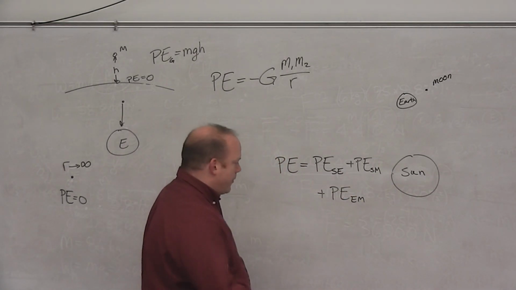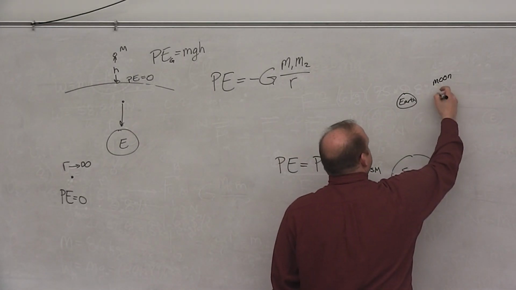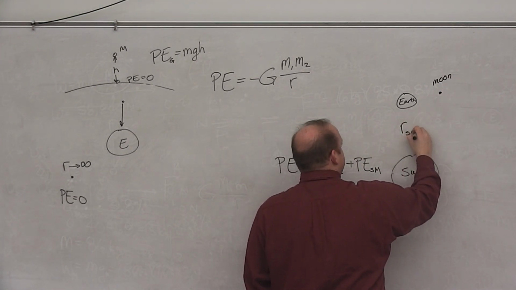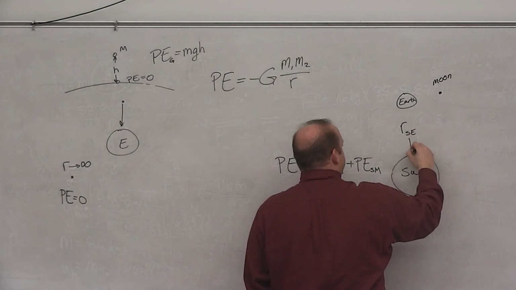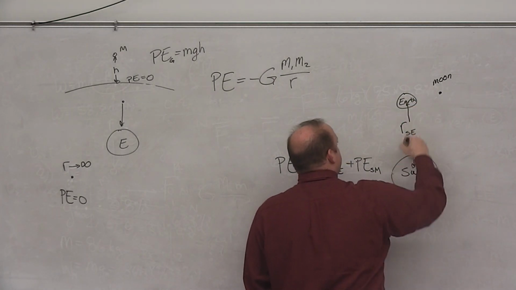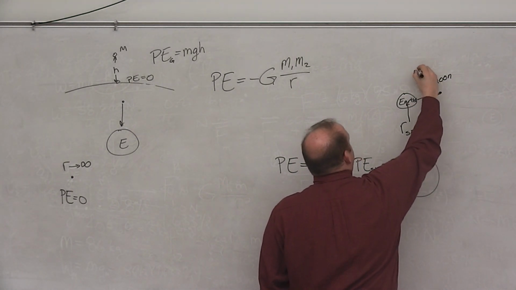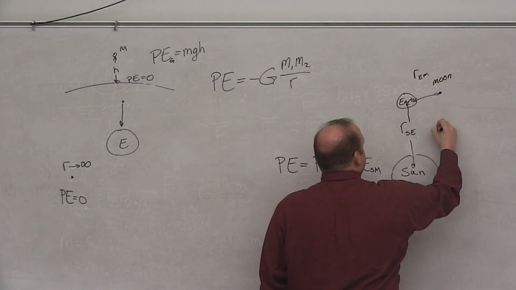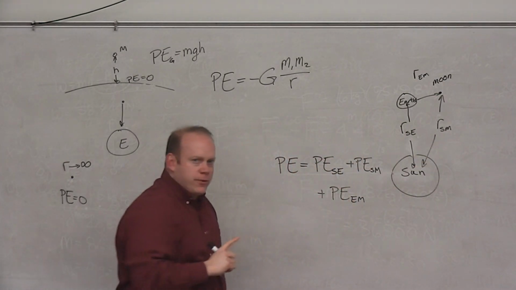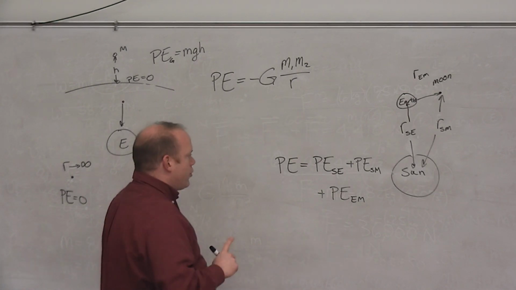Okay? So a way that we could come up with a typical problem: if I call this R SE for sun and earth. Remember, for potential energy, you don't care about direction. The center of masses. I'm going to call this right here R Earth Moon, EM, and this will be R SM for sun and moon. Remember, direction doesn't matter when we're talking about energy. Energy is a scalar quantity, not a vector quantity.